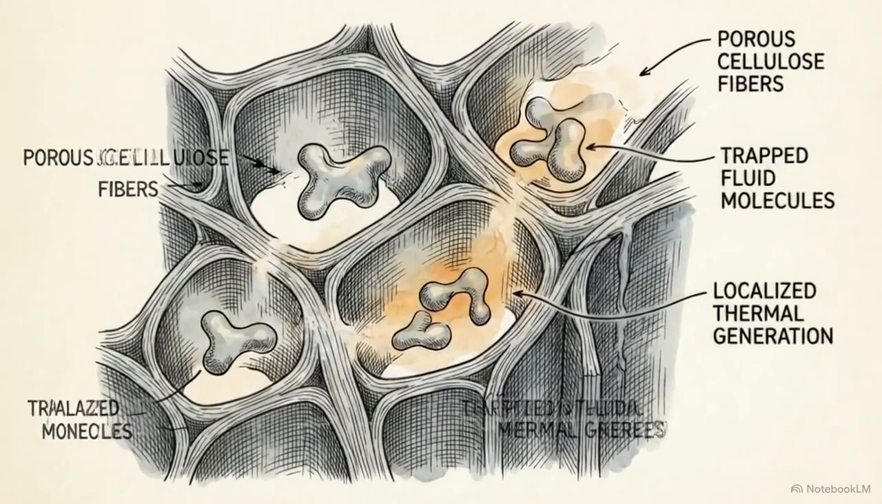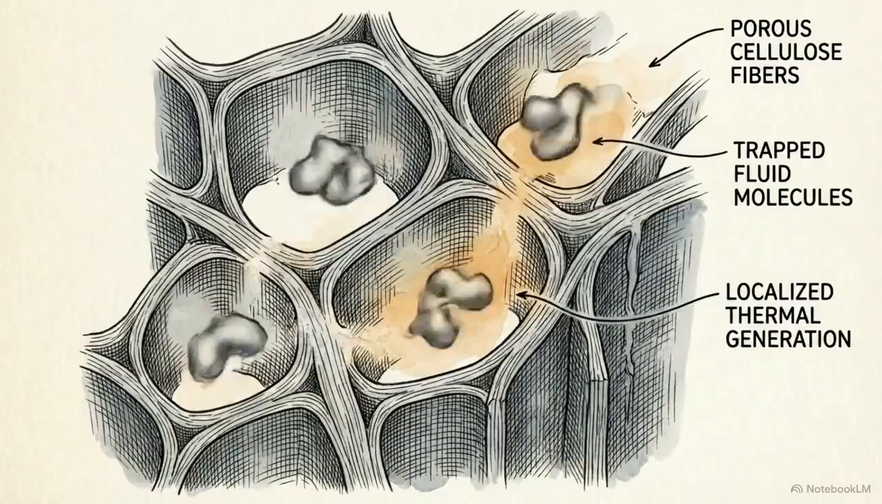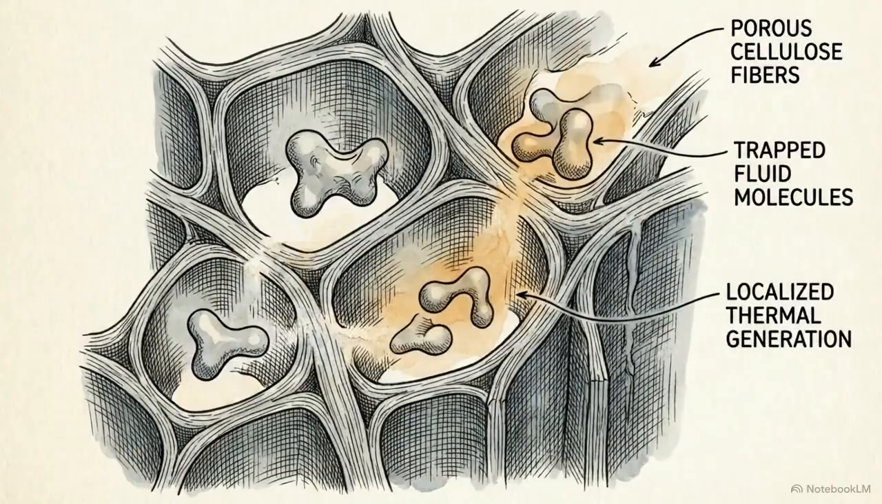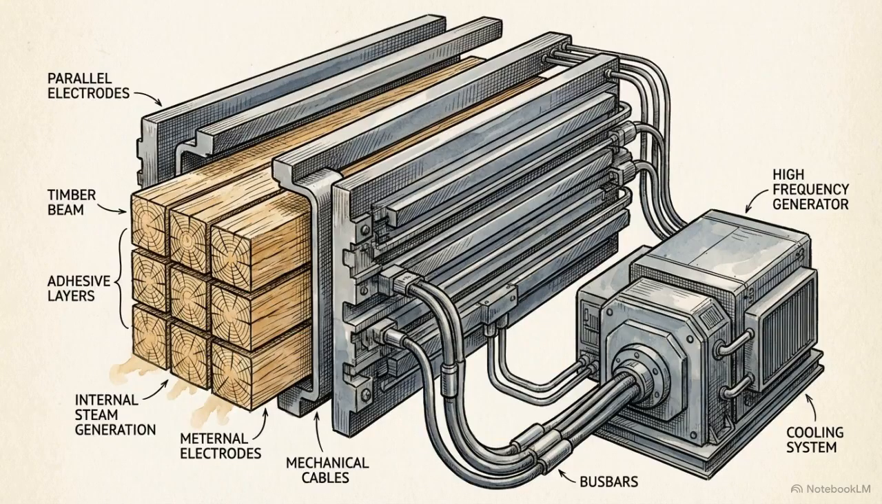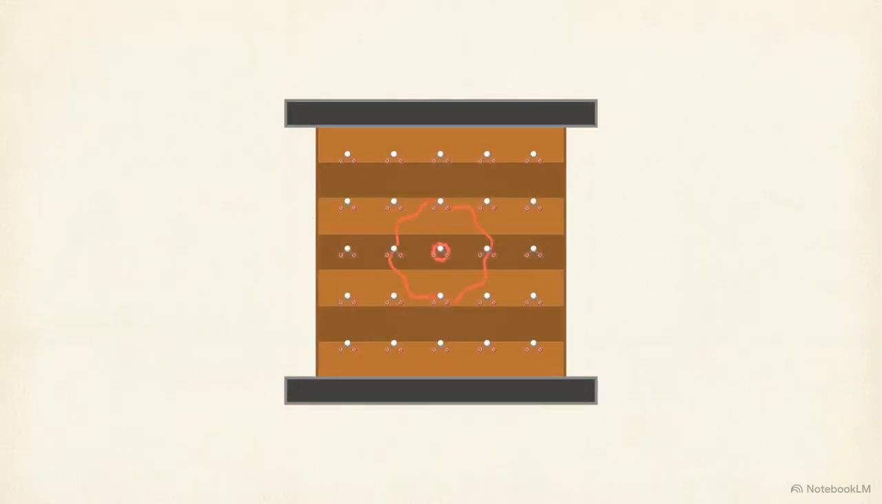The core principle of dielectric heating extends well beyond consumer appliances. It acts on any material containing trapped moisture. In the commercial lumber industry, massive dielectric heating arrays press thick square timbers between parallel electrodes. The high-frequency field dries the wood and cures specialized plywood adhesives uniformly from the inside out.